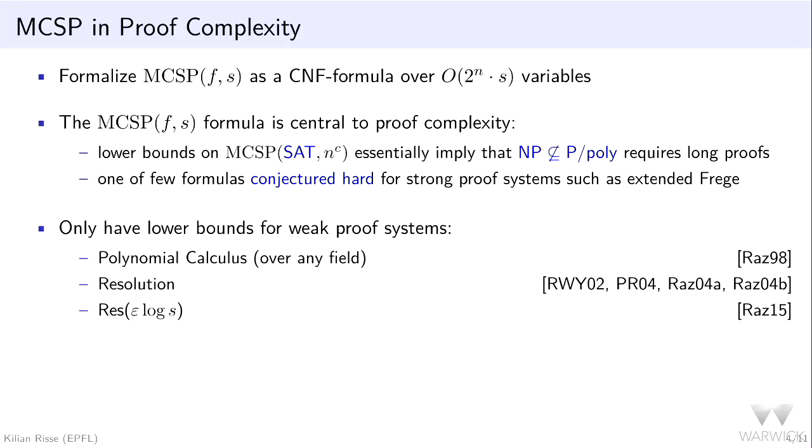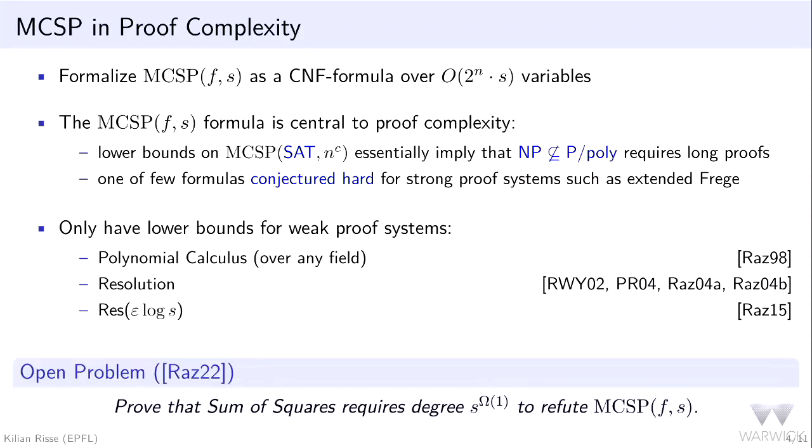But it has been open so far to show lower bounds for semi-algebraic proof systems such as SOS, and in particular, it has been open to prove a degree s lower bound on the MCSP problem for sum of squares. Okay. Good.